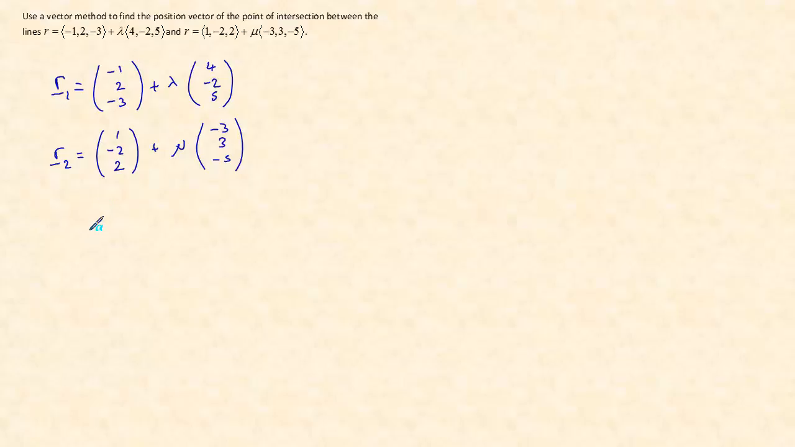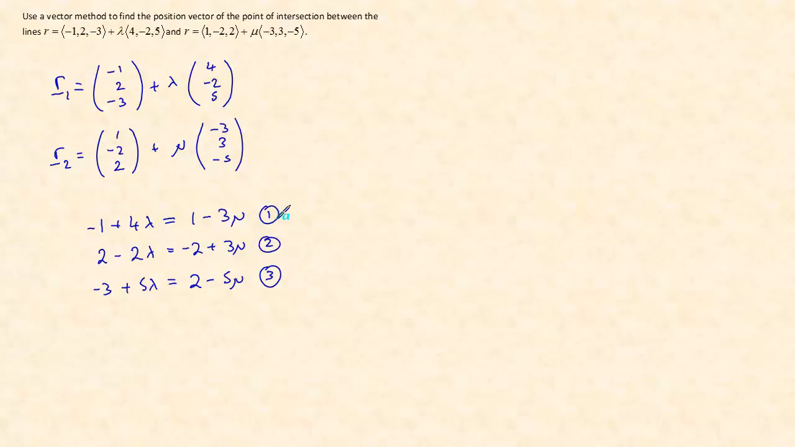So in other words, -1 plus 4 lambda must be equal to 1 minus 3 mu. Let's call that equation 1. And then we must have 2 minus 2 lambda is -2 plus 3 mu. Call that equation 2. And finally, -3 add 5 lambda is equal to 2 take away 5 mu.